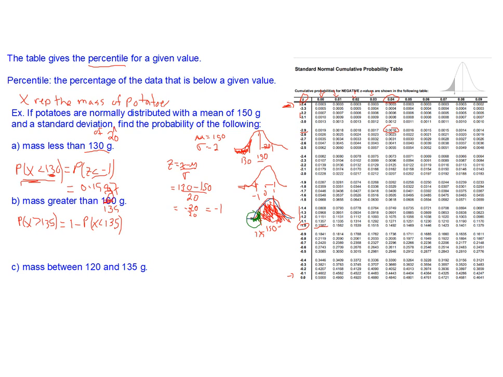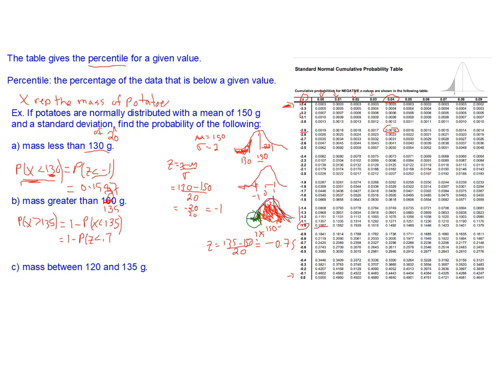So we need to find the probability that x is less than 135. In order to do that, we're going to change that x value into a z-score. I'll try to squeeze this in down here. So z is equal to 135 minus 150, that's the mean, divided by the standard deviation. Just to save a little bit of room, I'll let you double check, but I believe that gives us negative 0.75. So this probability is equal to 1 minus the probability that z is less than 0.75.